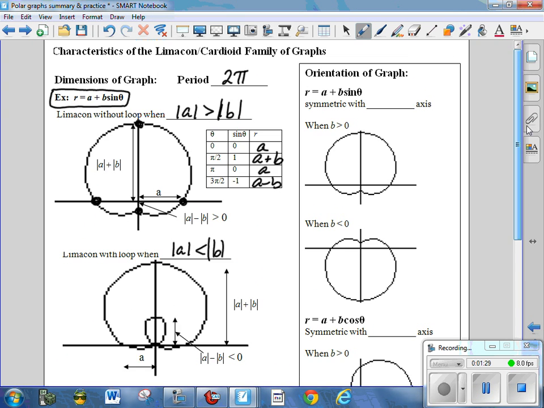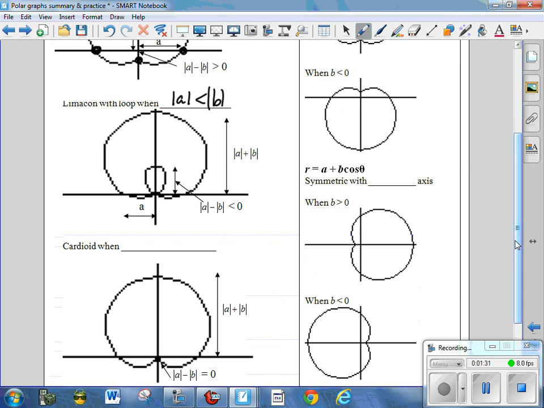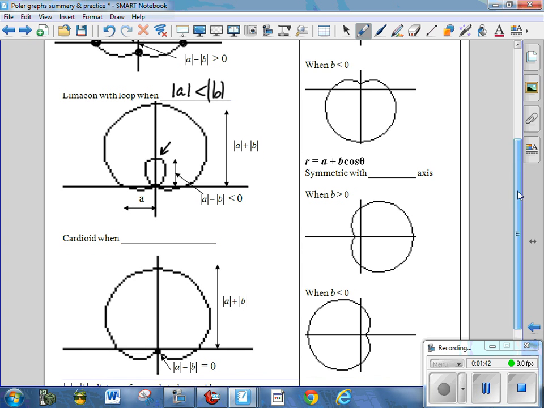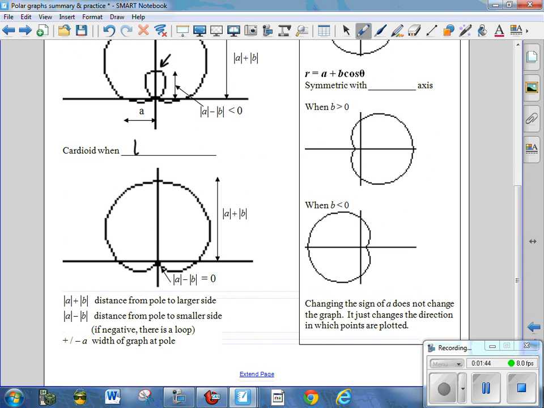Now, when a is less than b, then when we do that 3 pi over 2 one, we get the loop. And so that creates the loop here when we're at 3 pi over 2. And then when the absolute value of a is equal to the absolute value of b, then a plus b is still the big difference, but then the 3 pi over 2 gives us 0, and we just get this point right on the pole.